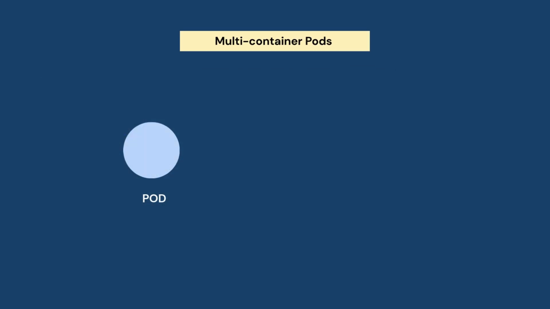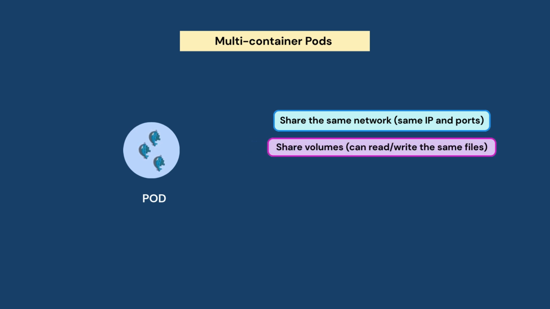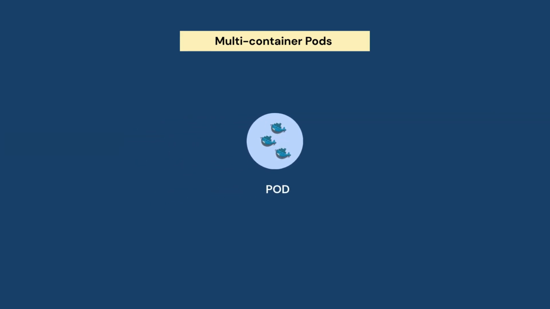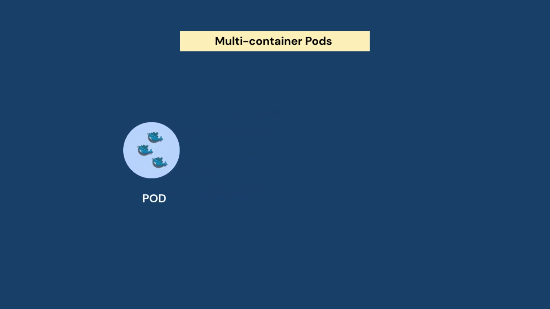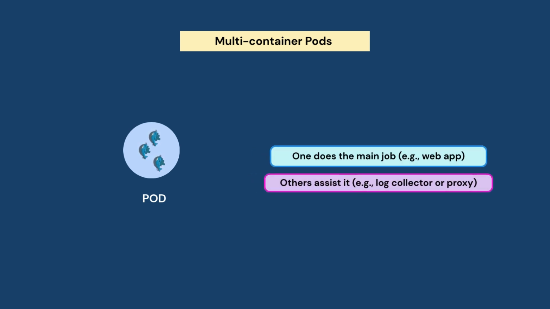A multi-container pod is a single Kubernetes pod that runs two or more containers together. They share the same network, share volumes, and are also tightly coupled to work as a unit. They are not just randomly grouped. Each container has a specific role. The reason we use multiple containers in a pod is to break the responsibilities into smaller reusable parts. Like one does the main job, the other assists with it.